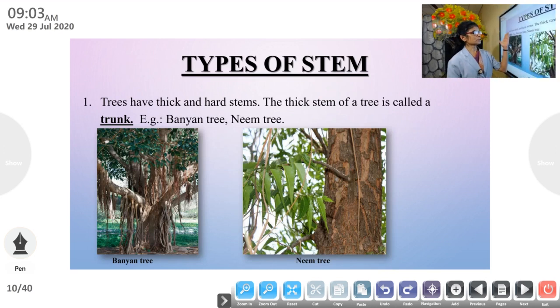Then types of stem. Trees have thick and hard stems. The thick stem of a tree is called trunk. Example, banyan tree, neem tree, etc. are examples of big trees.